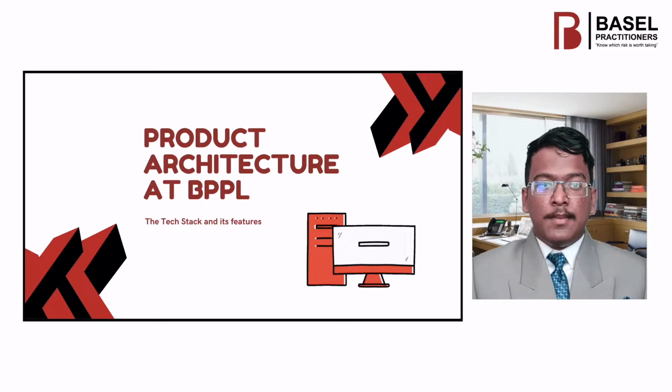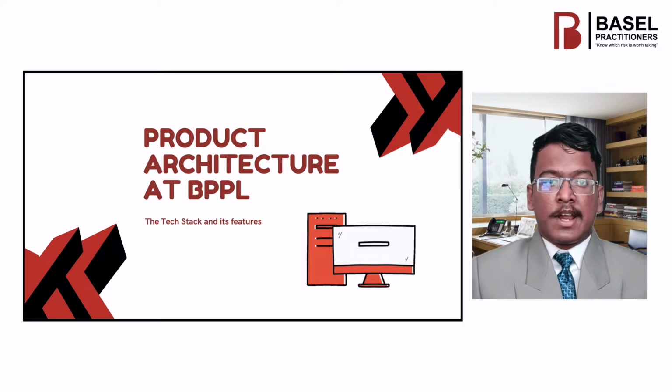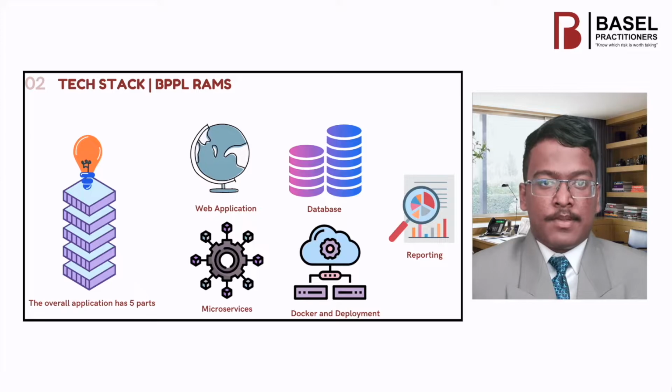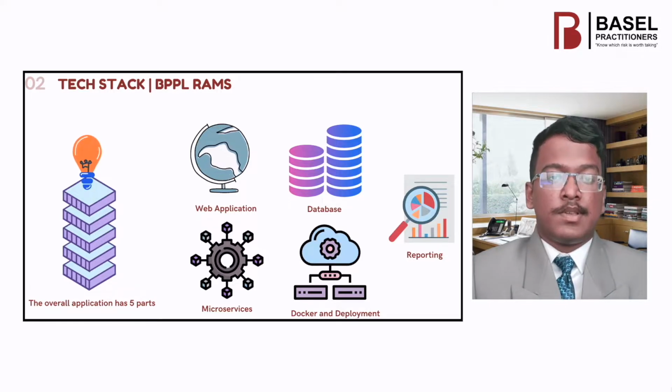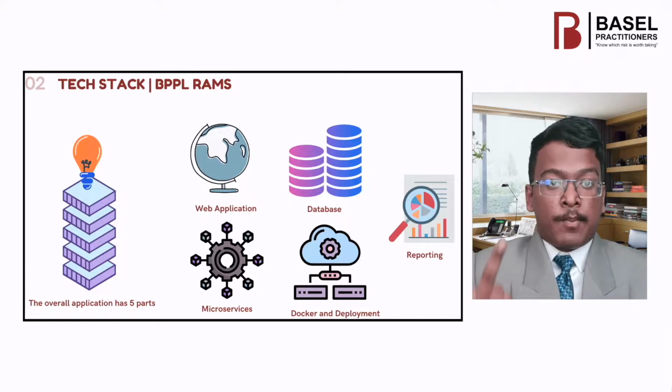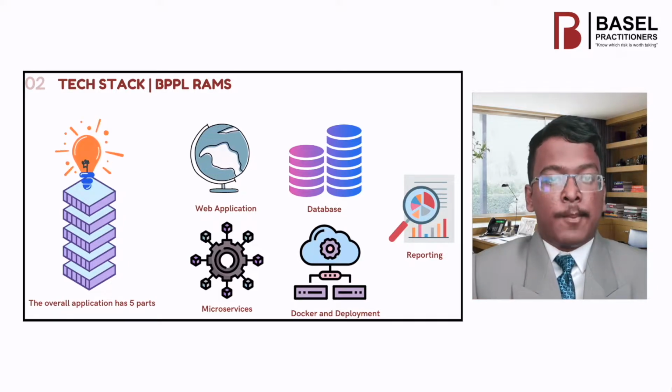Hi everyone, my name is Vihar Devalla. Hello, I'm Swati. And we are here to explain the product architecture of BPPL RAMS. So our application BPPL RAMS, which stands for Risk Assessment and Measurement Service, consists of 5 major parts, which includes the web application itself, the microservices, the reporting layer, the database, and finally the Docker and deployment strategy.